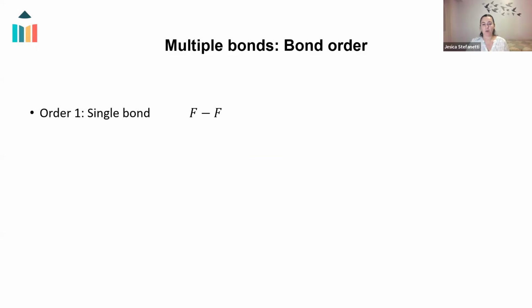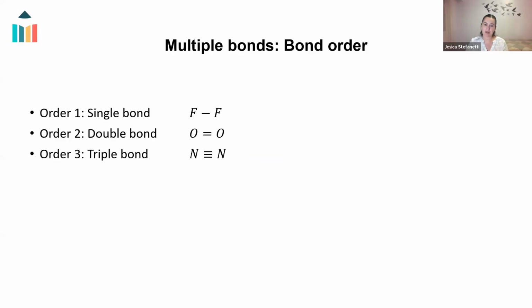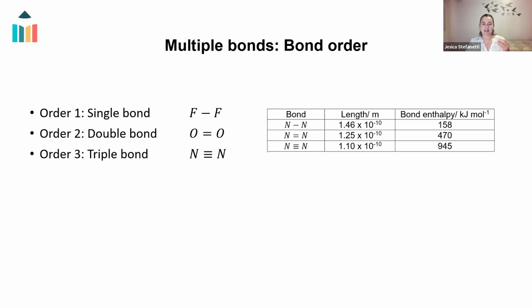When we have a single bond, we will make reference to order 1. And when we have a double bond, we will make reference to that bond being order 2. The same with a triple bond. We will make reference to that one as order 3.